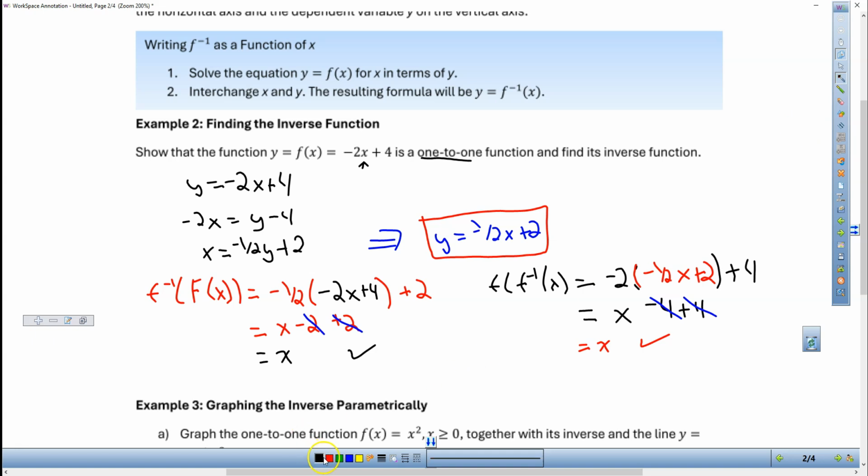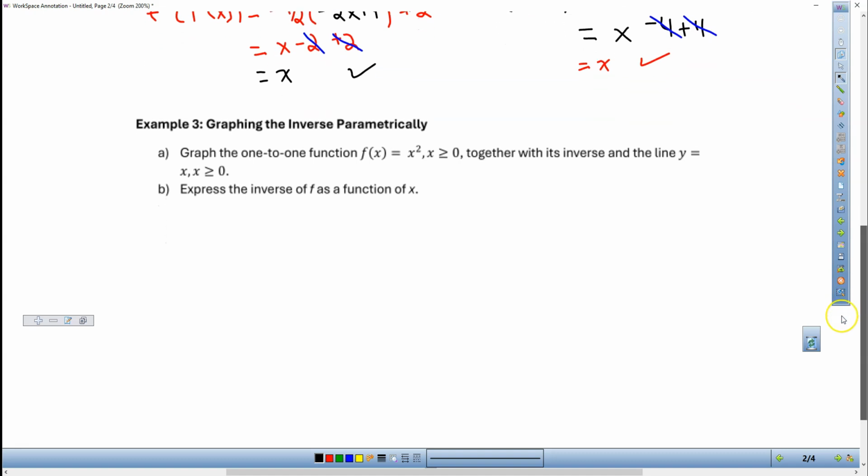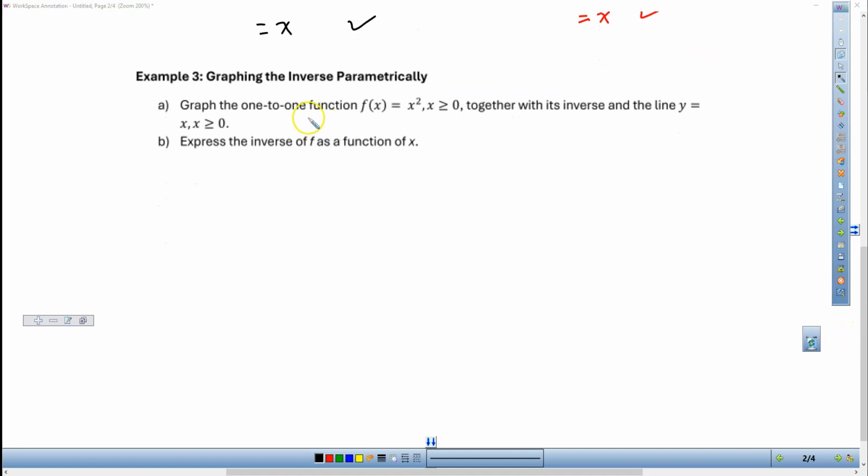Now, what about if we had a graphing something parametrically? Because here we have a 1/1 function. We have f of x is equal to x squared for x is greater than or equal to 0. And its inverse, and the line y equals x for x is greater than or equal to 0. All right, and we want to ultimately express the inverse of f as a function of f. So what we want to do is actually start off by graphing these various functions.